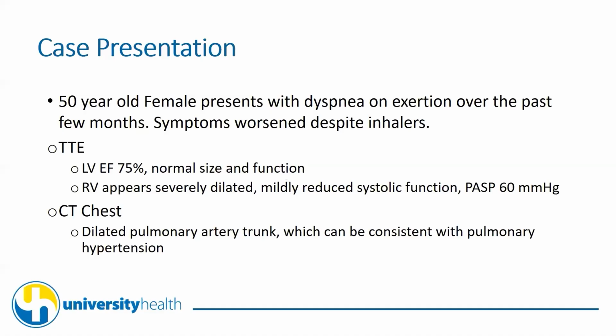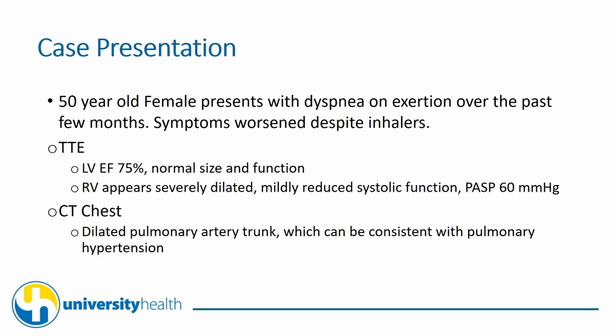So this is a common case presentation that we get on first-time patients who present with pulmonary hypertension. We have here a 50-year-old female, presents with dyspnea on exertion over the past few months. Symptoms worsened despite inhalers. She had an echo done, EF 75% of the left ventricle, normal size and function, but the RV appears severely dilated, mildly reduced function, and the PASP, or the pulmonary artery systolic pressure, is 60.